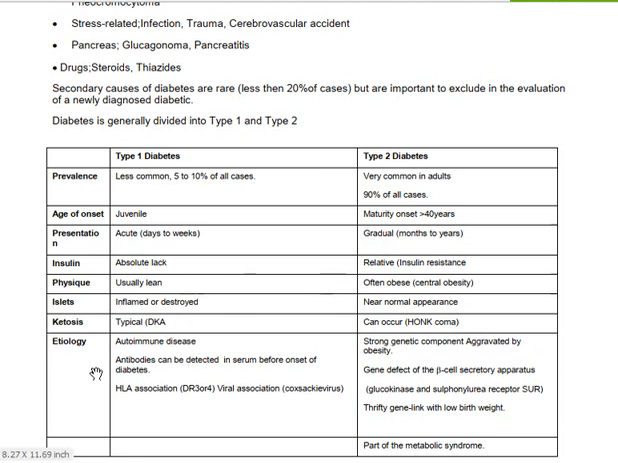Is it clear? The etiology of type 1 diabetes is that you can have an autoimmune disease. The second is that you have antibodies that can be detected in the serum before the onset of diabetes. You see the antibodies, anti-beta cells. Anti-beta cells can be detected in the serum. You can have also HLA association, viral association. So it can be HLA associated. Viruses that can affect the HLA genes of the body can cause that, like Coxsackie virus.